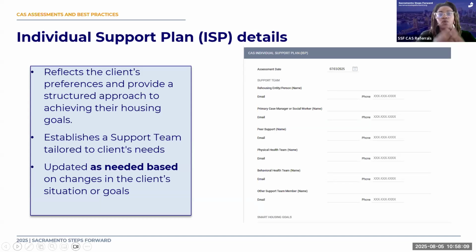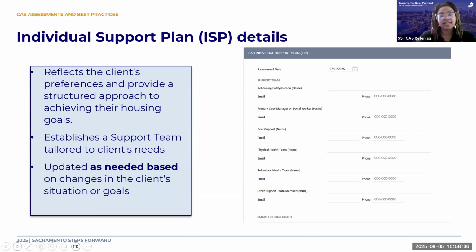So sometimes the question is, well, what now, right? So being able to sit with your client and discuss what are their options moving forward and how you as a CAS assessor are going to work with them to get there. And this can also change, which is really nice. So it isn't set in stone, but it is a good way of starting the conversation of like, this is what we can do, and this is what we will do. And then it also establishes a support team tailored to the client's needs.